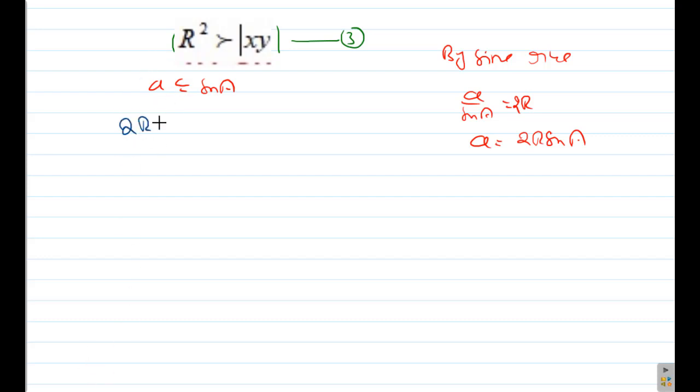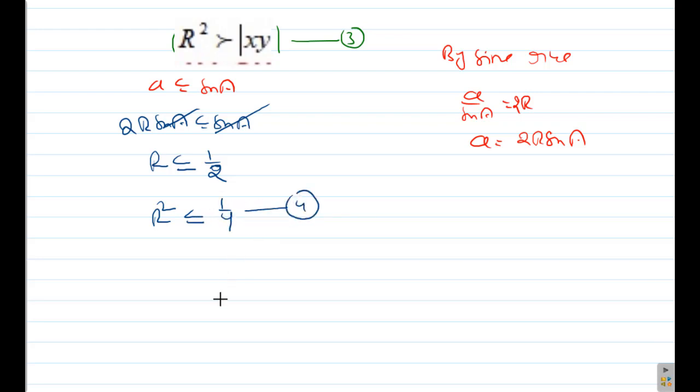So 2r sin A is lesser than or equal to sin A. Sin A is never 0 here, so r is lesser than or equal to 1 by 2. But you want r square, and r is positive only, so there is no problem squaring on either side. r square is lesser than or equal to 1 by 4. This is the fourth relation. Observe the fourth relation and the third relation. 1 by 4 is greater than or equal to r square. Third one says that r square is greater than or equal to 2 mod xy.